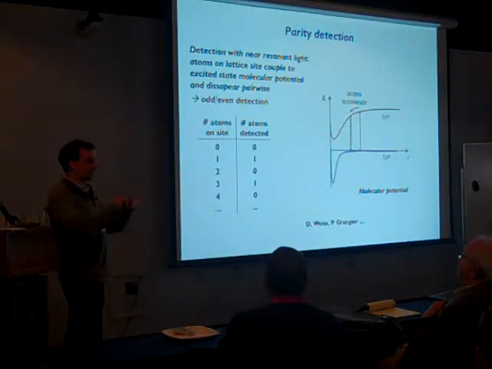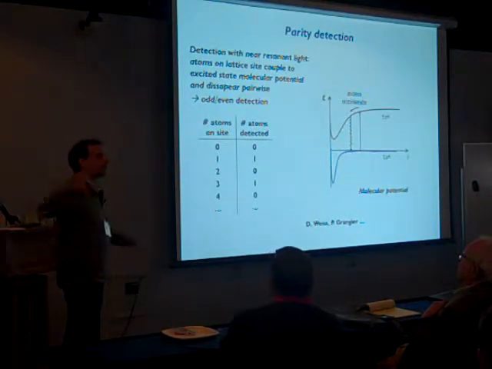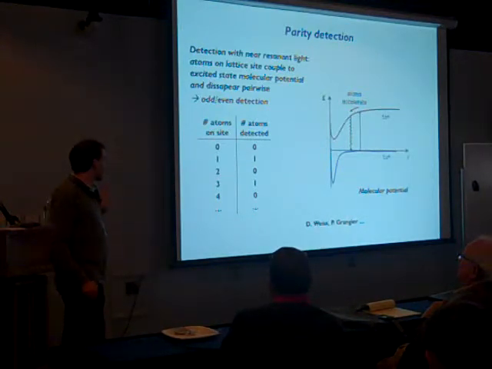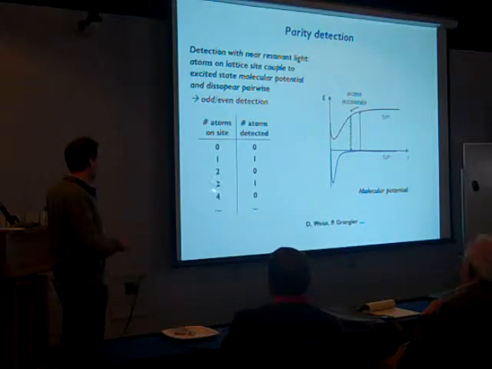Depending on the tuning, this can be repulsive or attractive. But the net effect is that once you do this, the atoms gain so much kinetic energy that they immediately fly out of the lattice. So whenever you have two, they're gone. If you have 3 atoms, then 2 disappear and you have 1 again.